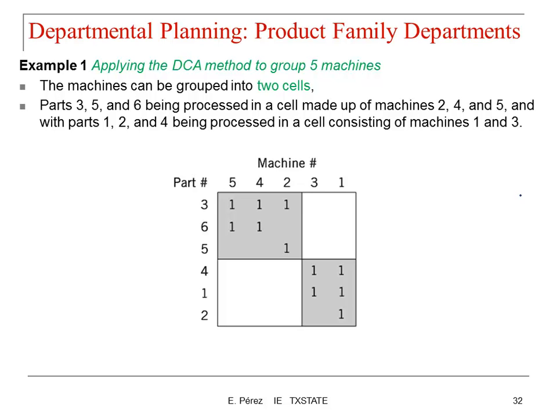And we move to step 4, and now we can form cells. So based on those assignments, parts 3, 5, and 6 being processed in a cell made up of machines 2, 4, and 5, and with parts 1, 2, and 4 being processed in a cell consisting of machine 1 and 3. So this is our second cell, machines 3 and 1. First cell, machines 5, 4, and 2. Any questions?